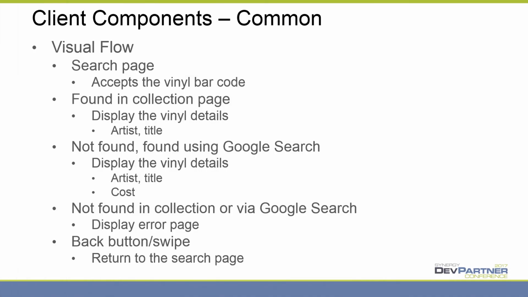So let's quickly look at the visual flow. We're going to start off with our search page where it accepts the barcode. If we find it, we're going to display, as I said, you've got it. If we don't find it, we'll query Google and say, you've not got it, but this is what it is, do you want it? And if we don't find anything, we'll display an error page. And at any point in time, we'll be able to swipe back or press the back button and go back.